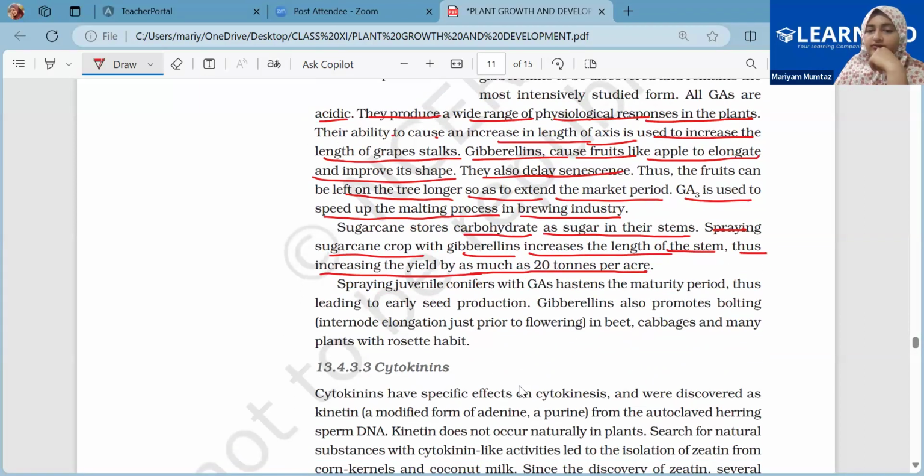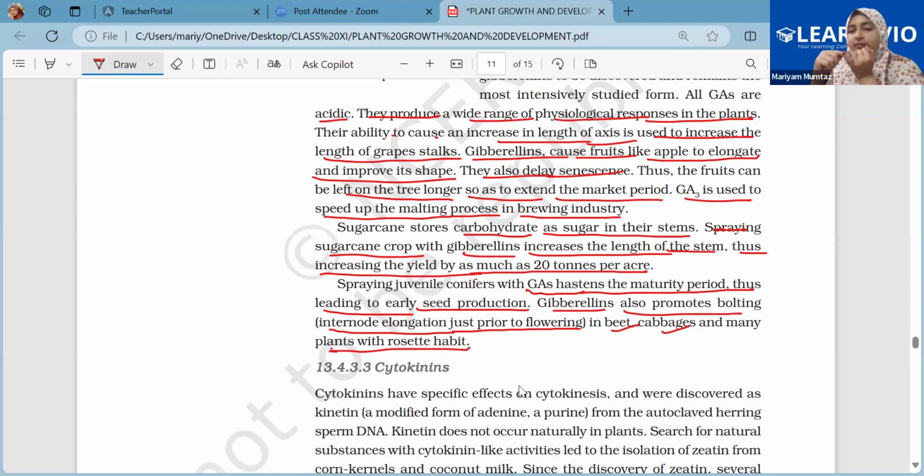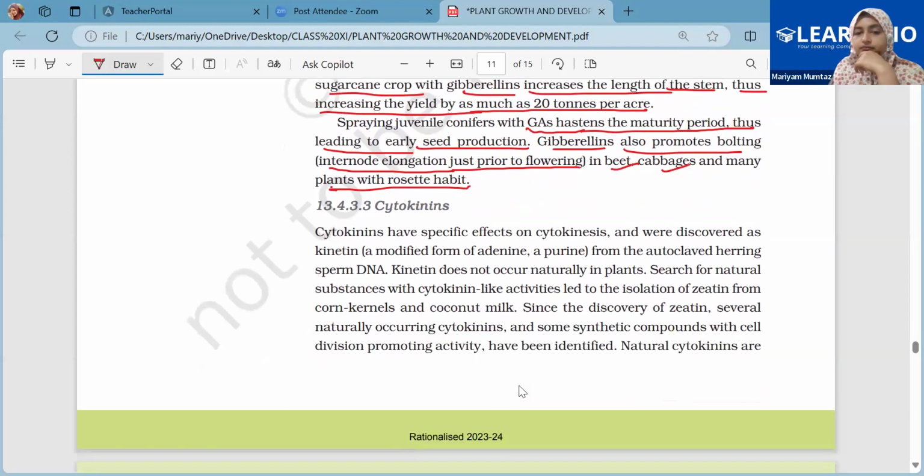Spraying juvenile conifers with GAs hastens the maturity period, thus leading to early seed production. Gibberellins also promote bolting, that is internode elongation just prior to flowering, in beet, cabbages, and many plants with rosette habit. In cabbages, they help in the internode elongation so that there will be proper spacing between each of the rosettes.